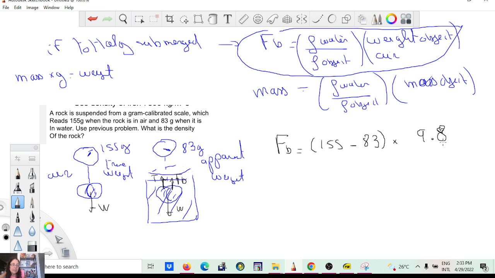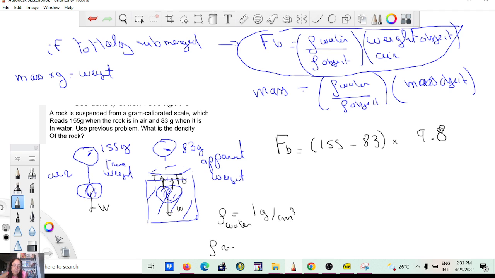And I'm going to put 9.8 because we are used to the gram, and this is in gram. It's supposed to be in kilogram, but you're gonna see it doesn't matter. If everything is in gram, then we are good, okay? So if everything is in gram, we want the density of water to be in gram also. So 1 gram per cubic centimeter. So the volume will be in cubic centimeter.